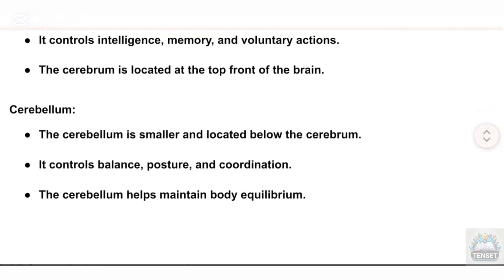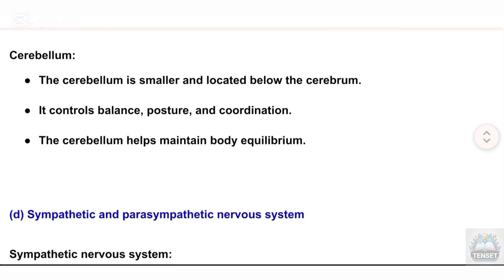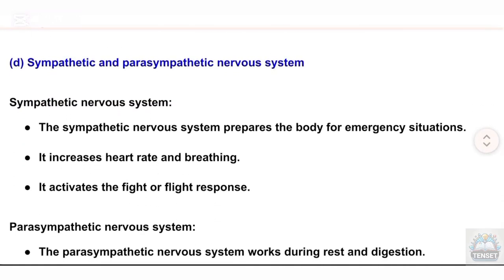Cerebellum. The cerebellum is smaller and located below the cerebrum. It controls balance, posture, and coordination. The cerebellum helps maintain body equilibrium. D. Sympathetic and parasympathetic nervous system. Sympathetic nervous system. The sympathetic nervous system prepares the body for emergency situations. It increases heart rate and breathing. It activates the fight or flight response.